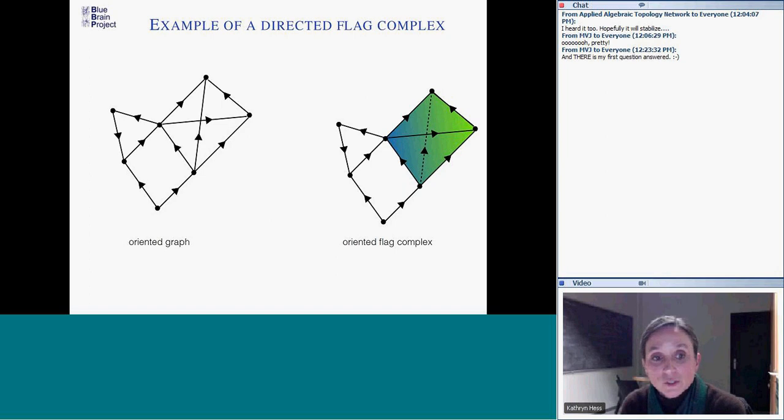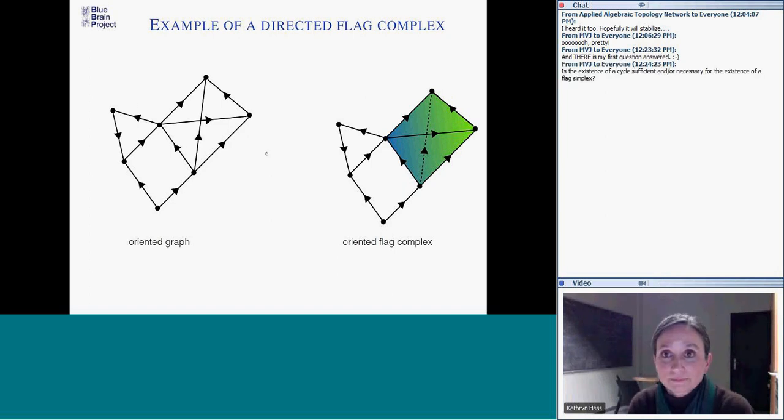Here is an example of a directed flag complex. On the left, there's an oriented graph, and then we have its directed flag complex on the right-hand side. If you look in particular at this one, this is indeed a 3-clique, but it's not a directed 3-clique, because it's exactly the example that I gave before. Here I have 1, 2 and 2, 3, but I have 3, 1 and not 1, 3. And this doesn't get filled in. There isn't actually an ordered 2-simplex here.